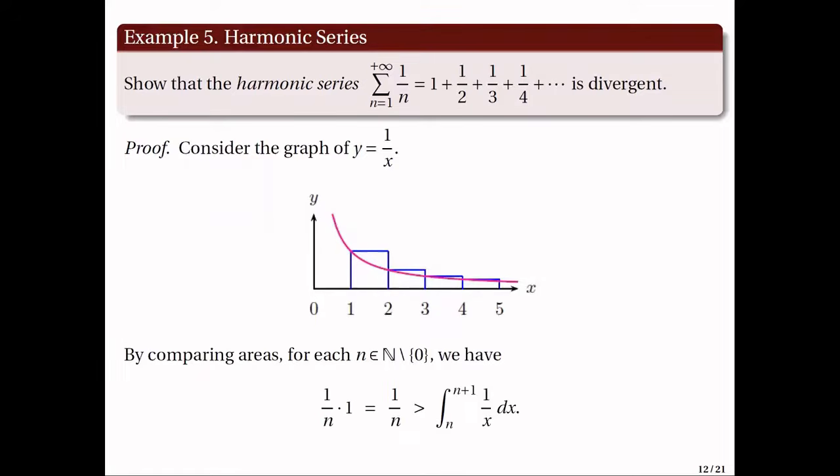By comparing areas for each non-zero natural number, we have 1 over n times 1 equal to 1 over n. This is the area of the rectangular regions. And note that these areas are larger than the area under the purple curve. In this case, the area under the purple curve on the specific subintervals are given by the following definite integral. We have the definite integral of 1 over x, with x ranging from n to n plus 1.